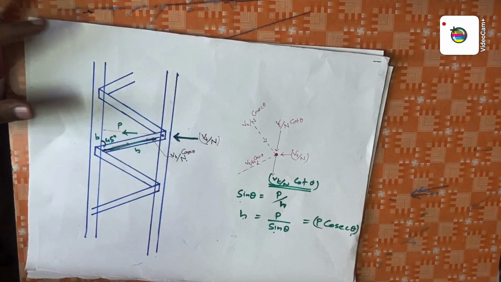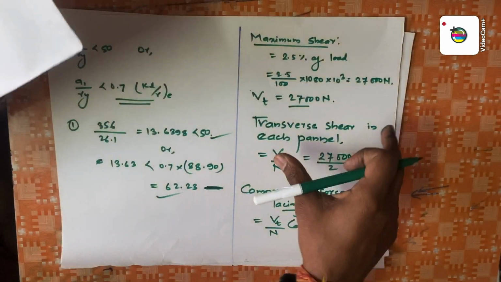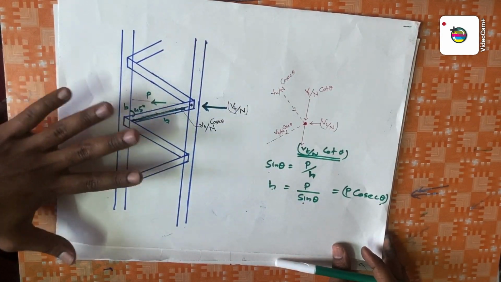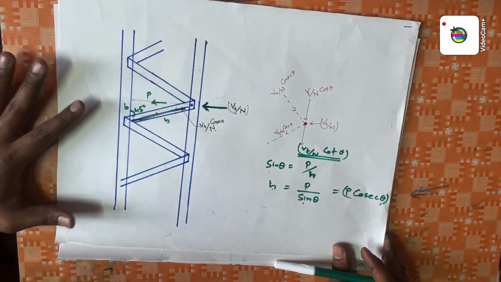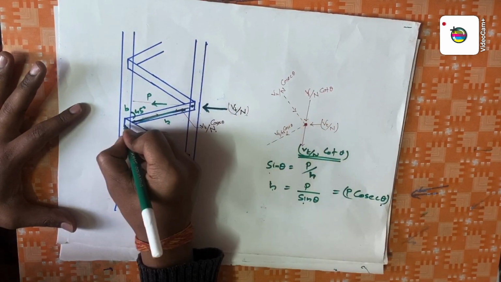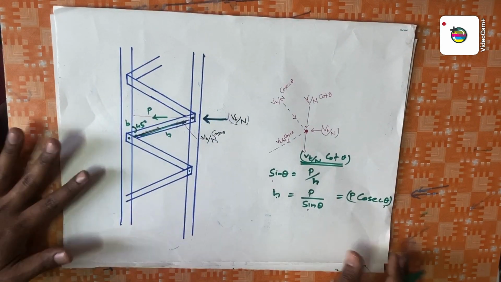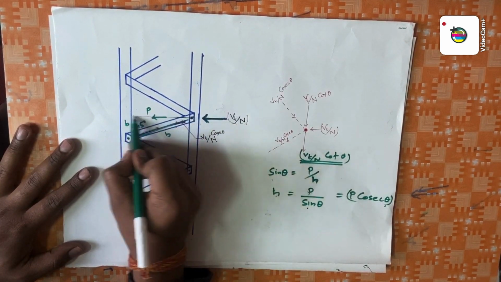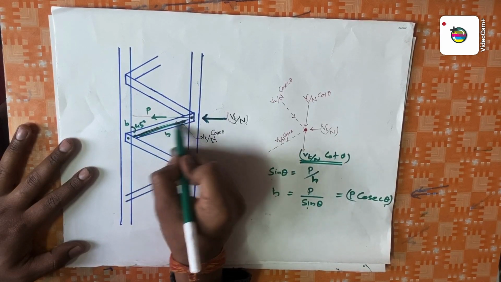Okay, you have to observe here. We just calculated all the forces. Now observe this diagram. This is really important for the further calculation, that is the connection system, what is the number of bolts and so on. You can see Vt by n is our transverse shear in this direction. So Vt by n cosec theta in this direction is the compressive force.